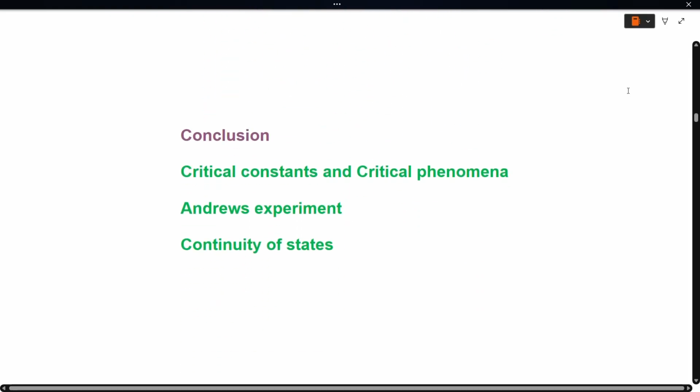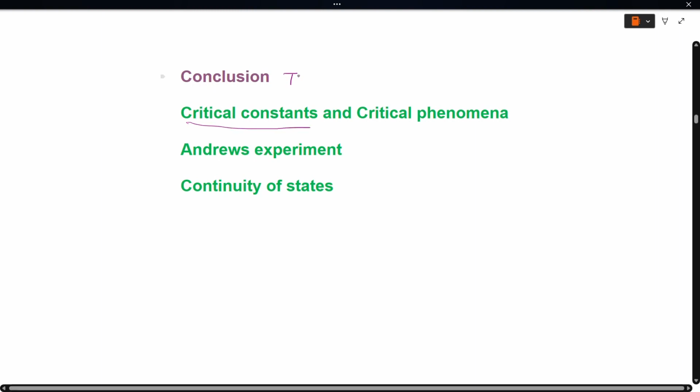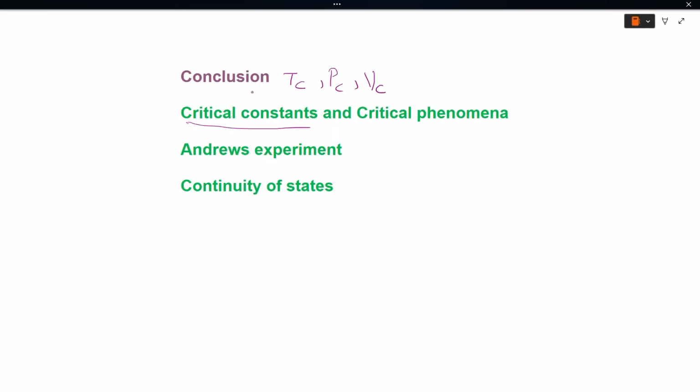And to conclude, in this session we have been seeing critical constants. What are the critical constants? They are critical temperature, critical pressure and critical volume. Critical temperature is defined as the temperature at or above which a gas can never be liquefied by the application of even high pressures. That is known as critical temperature.